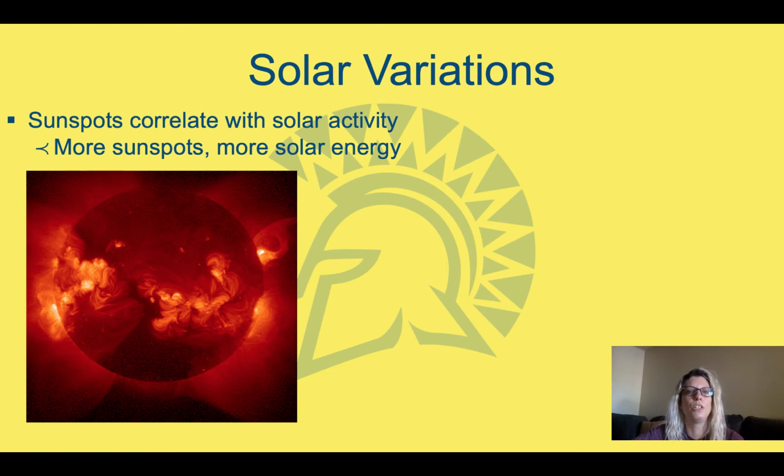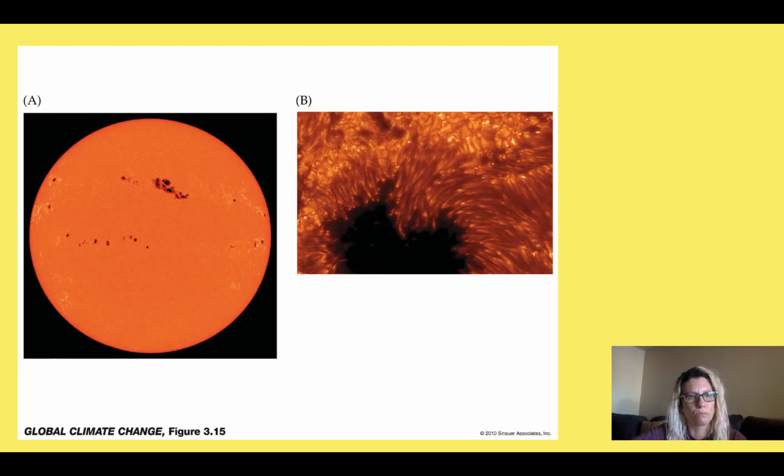So solar variations, what I mean by that basically is more sunspots correlate with more solar energy. Okay, we have more solar energy, more sunspots, more radiation coming from the sun. It's going to increase the output of the sun. This is basically what it looks like, zoomed in on this B picture where, further away, you can see the sunspots in A.